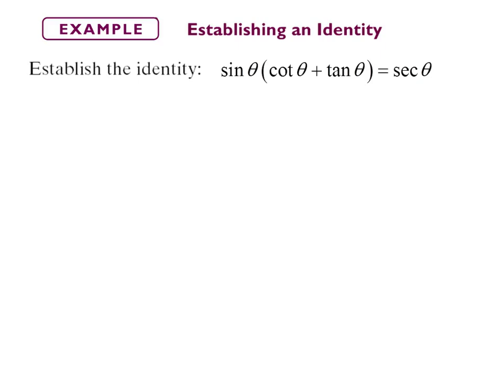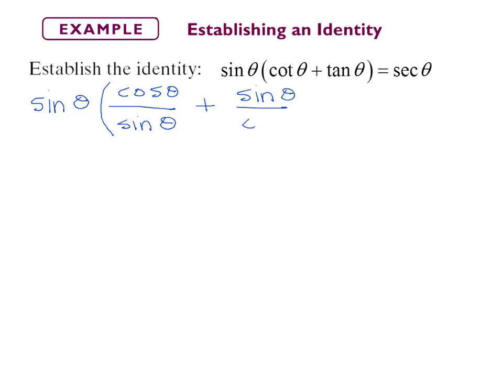So what I'm going to do is say this is equal to sine theta, and then cotangent theta is equal to cosine theta over sine theta. And then tangent theta is equal to sine theta over cosine theta. Right?